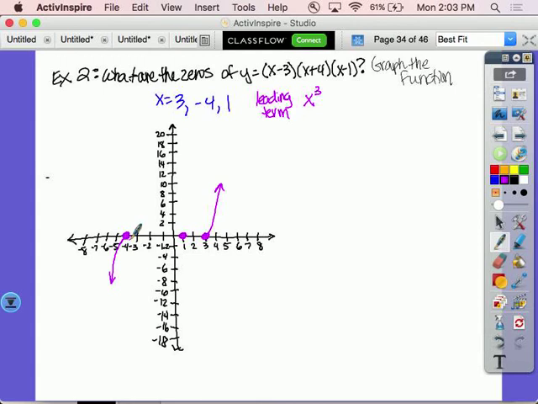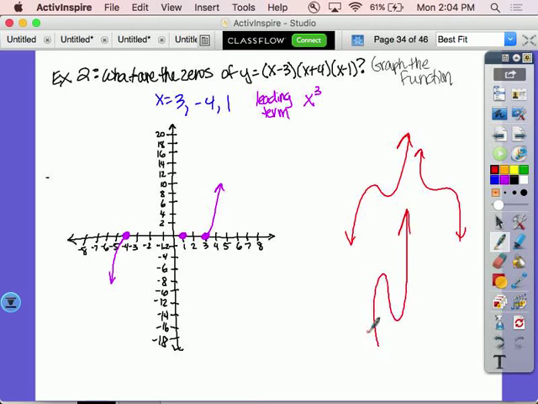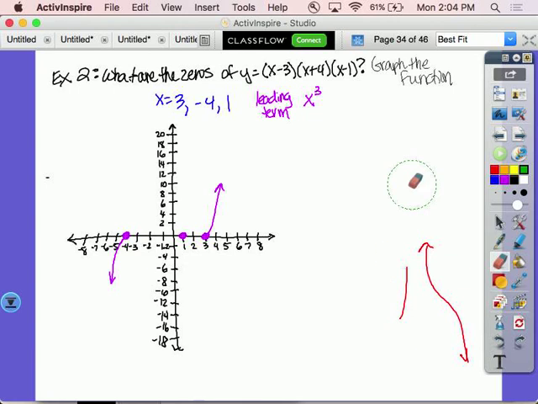Now, we know, you don't have to write this part, but we know that all cubic graphs look something like this. Or they might go like this. But they might also have much bigger dips. Or they might have no dip at all, hardly. Cubic functions can take on similar shapes, but have different variations.